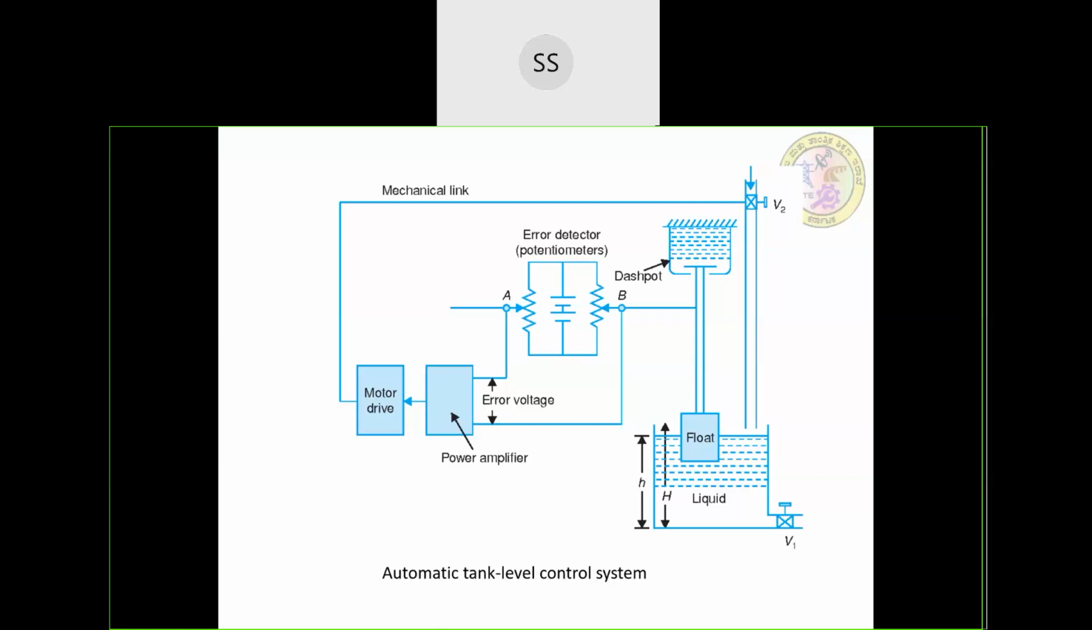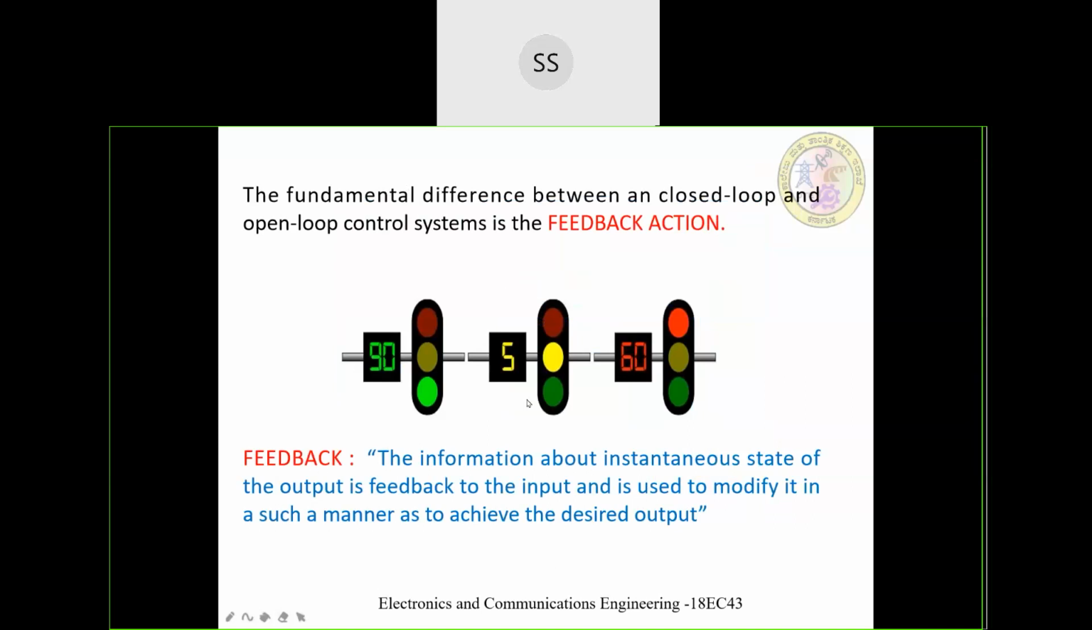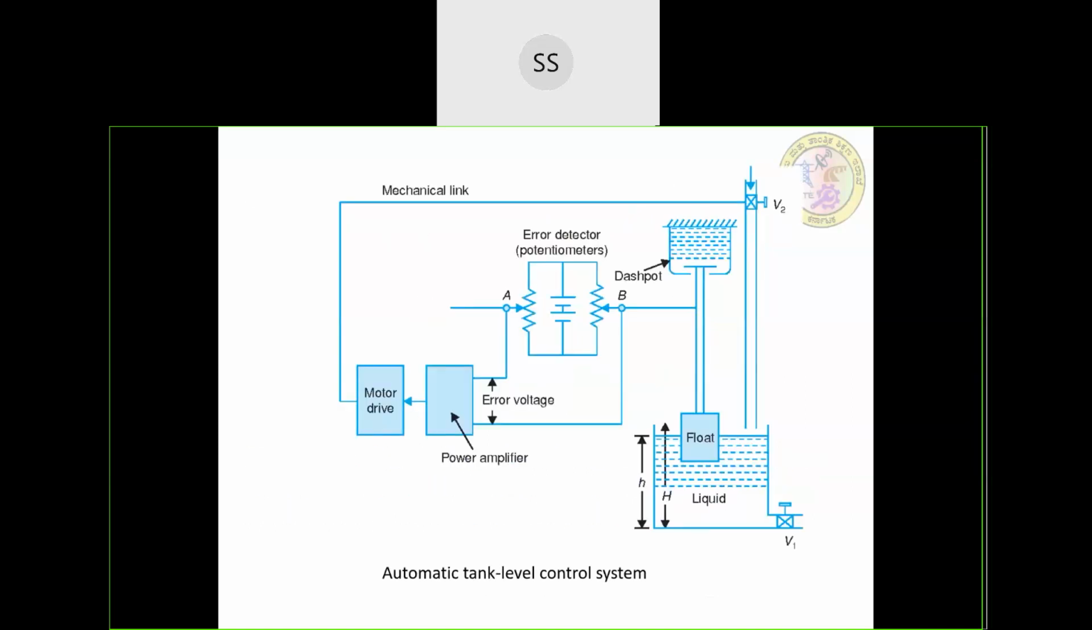inside the tank. Thus this particular system works automatically in order to maintain the correct water level inside the tank. Therefore it is important to recognize that these potentiometers act as an error detector, and whatever error voltage is generated acts as an actuating signal.